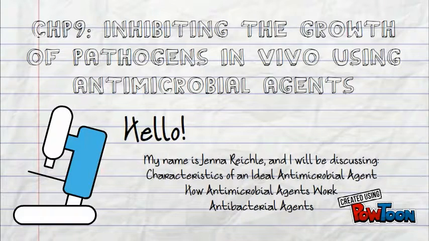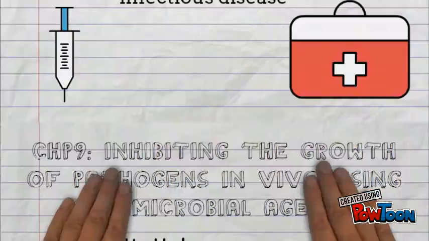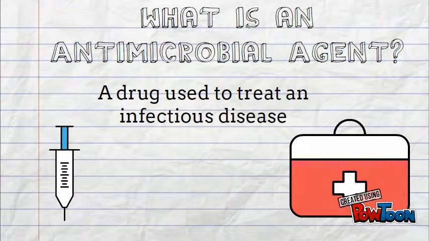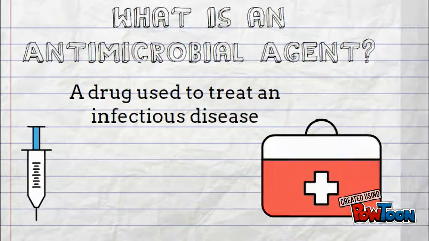Hello, my name is Jenna Richley, and I will be discussing characteristics of an ideal antimicrobial agent, how antimicrobial agents work, and antibacterial agents. What is an antimicrobial agent? A drug used to treat an infectious disease.